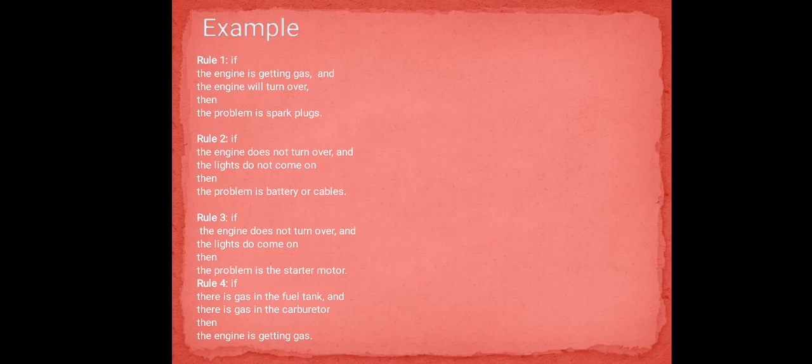The first one I already read, and the second one: if the engine does not turn over and the light does not come on, then the problem is battery or cables. Then rule 3: if the engine does not turn over and the lights do come on, then the problem is starter motor. Then rule 4: if there is gas in the fuel tank and there is gas in the carburetor, then the engine is getting gas. So there are 4 rules and 4 conclusions, one for each rule.